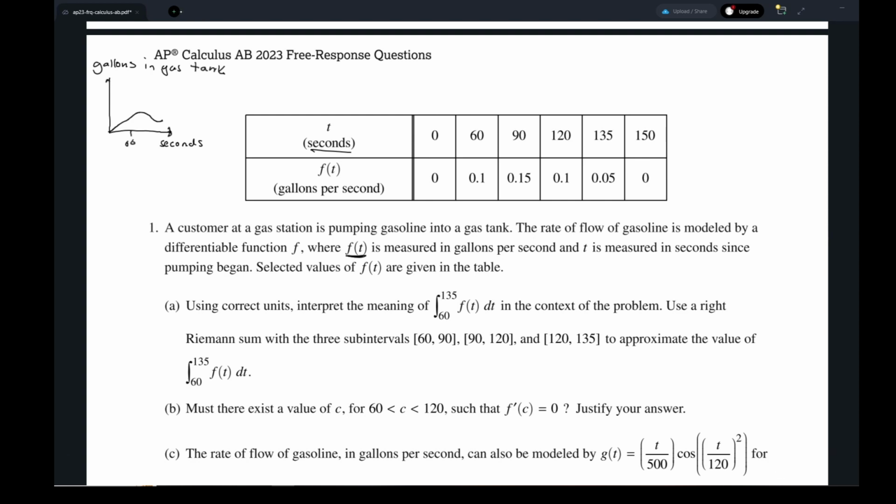So part A says, using correct units, interpret the meaning of the integral from 60 to 135 of f of t in the context of the problem. Right? So that's the first part. And the second part says use a right Riemann sum with 3 subintervals to approximate the value of this integral, right?